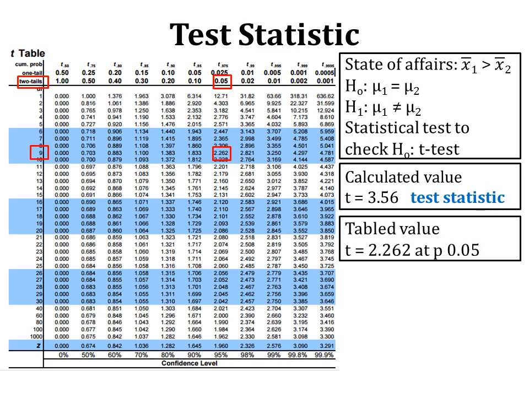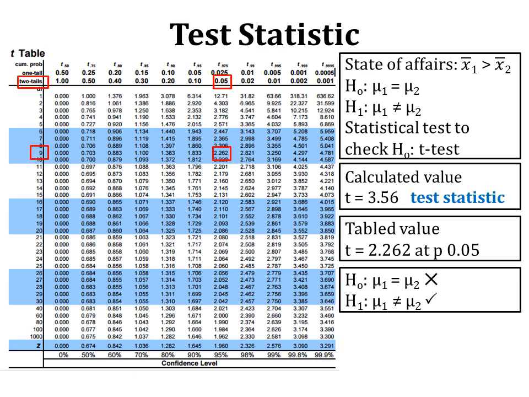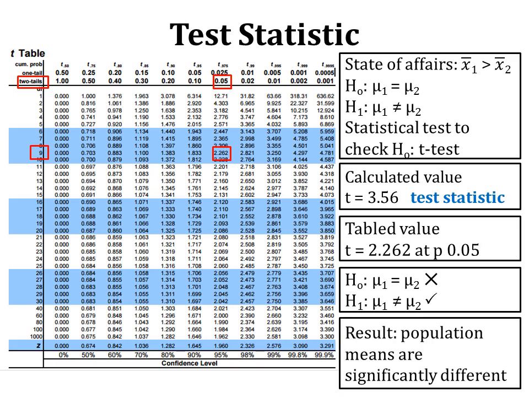So which one is greater, 2.262 or 3.56? Our table value is greater or our calculated value is greater? Obviously our calculated value is greater. So if our calculated value is greater, it means that our results are significant and we cannot accept the null hypothesis. So null hypothesis is rejected and the alternate hypothesis is accepted. So our result is that population means are significantly different.